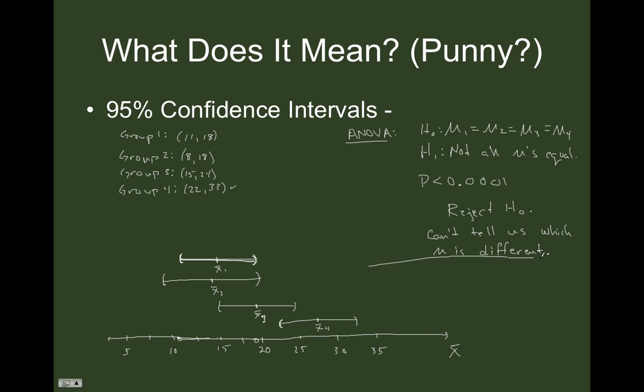So what does ANOVA do? ANOVA compares the variation between the x bars to the overall variation among the populations.